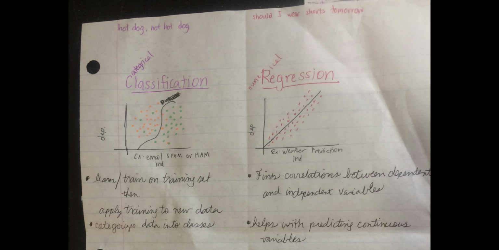So how does classification work versus regression? Classification learns by training on the training set, and then it applies that training to new data. By categorizing data into classes is how you know the output. With regression, it finds correlations between dependent and independent variables, and it helps with predicting continuous variables.